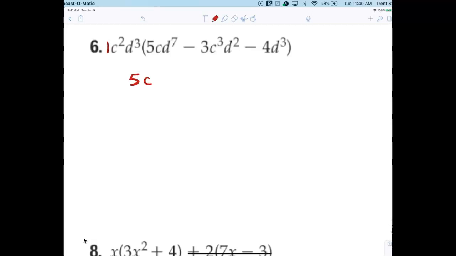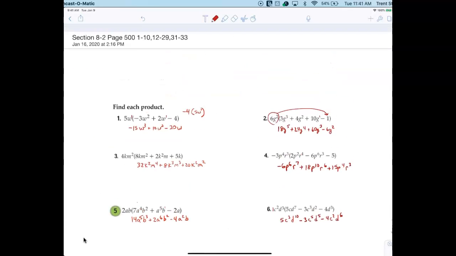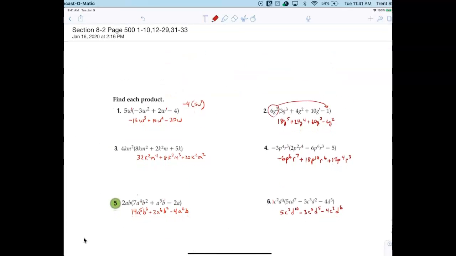Good. Minus 3c to the fifth, d to the fifth, and then minus 4c squared d to the fifth. D to the what? Sorry. Yes. What did you say? 500. Thank you very much.